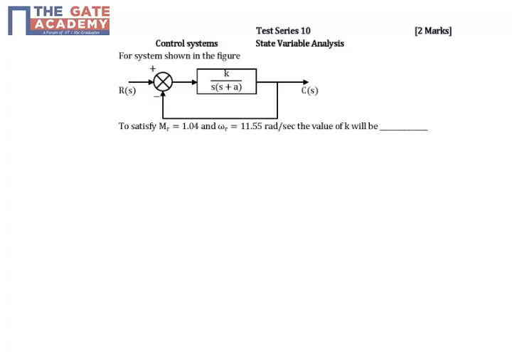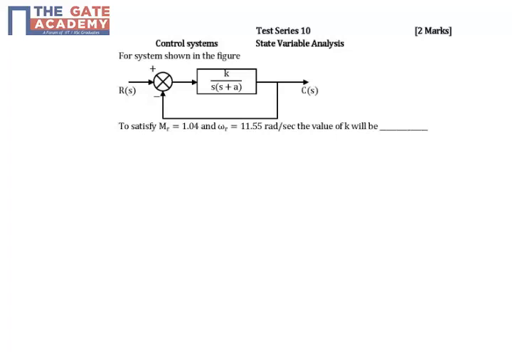In this question, we have to determine the value of k such that the resonant peak is equal to 1.04 and the resonant frequency is equal to 11.55 radians per second. Now we know the forward path transfer function G(s). We first have to determine the characteristic equation.